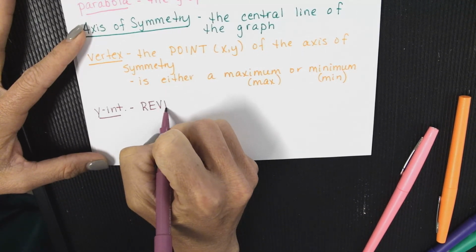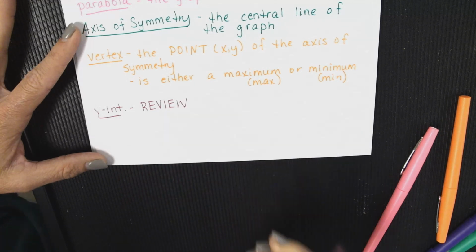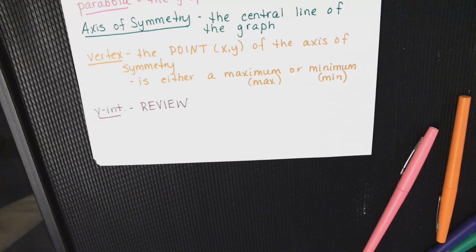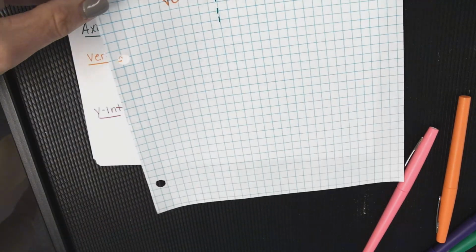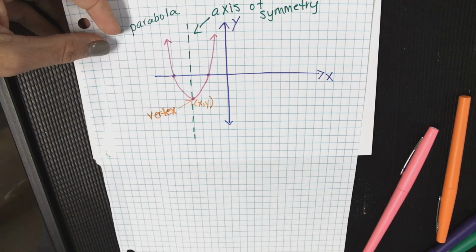What did I just write? Y-intercept. What does that mean? Not a trick question. What is the y-intercept? Well, it's a point where it touches the y-axis. Okay? I've not really given you one here. Okay?